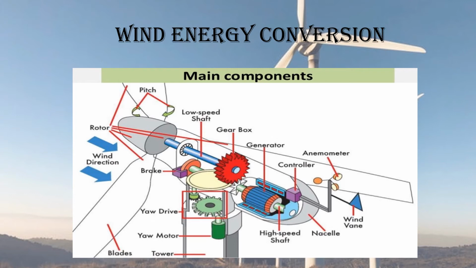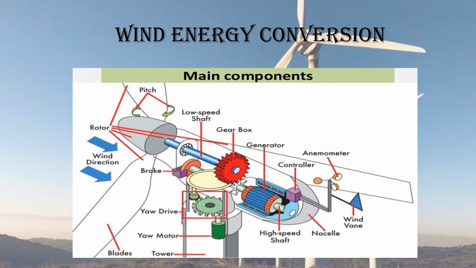Nacelle, the casing that holds the components, and the gearbox increases the speed of the shaft between the rotor hub and generator. Now, the generator uses the rotational energy of the shaft to generate electricity using electromagnetism. The yaw controller moves the rotor to align with the direction of the wind.